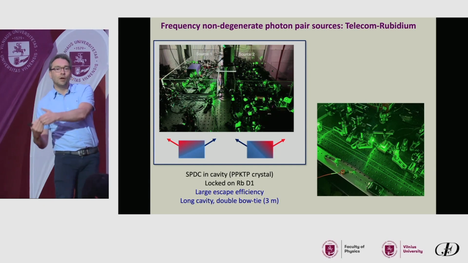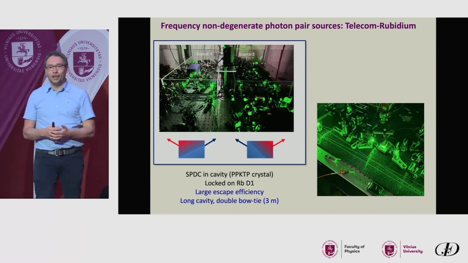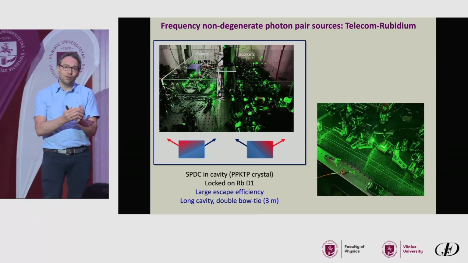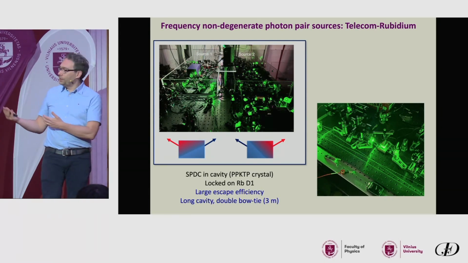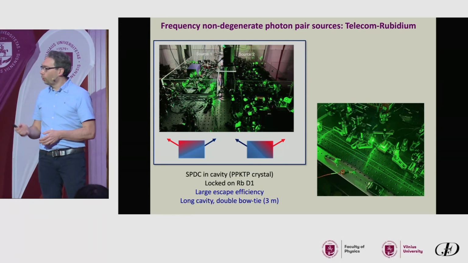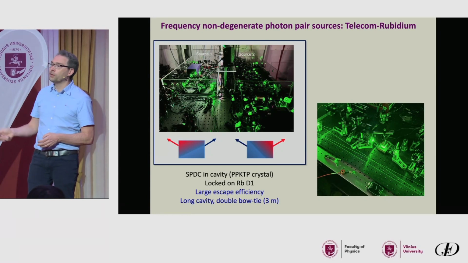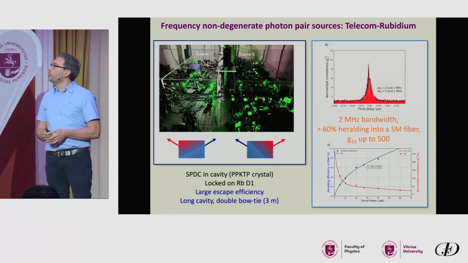So if I decrease the output coupler, my other way to increase the lifetime will be to make the cavity very long. And this is the case here. It's a 3 meter long cavity. And we did two of them because we want to make swapping in the middle at telecom wavelength.